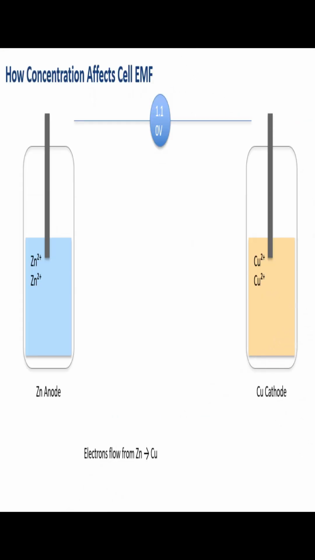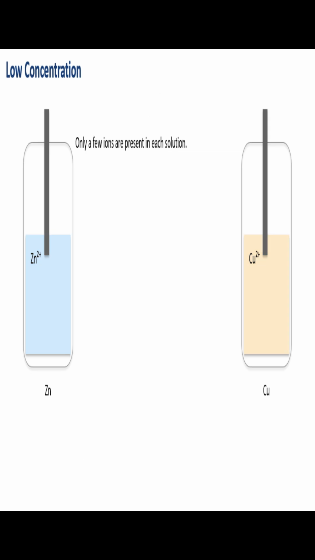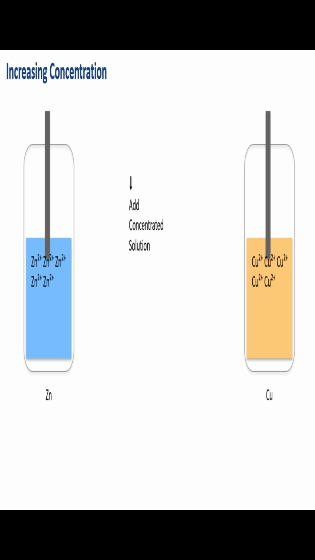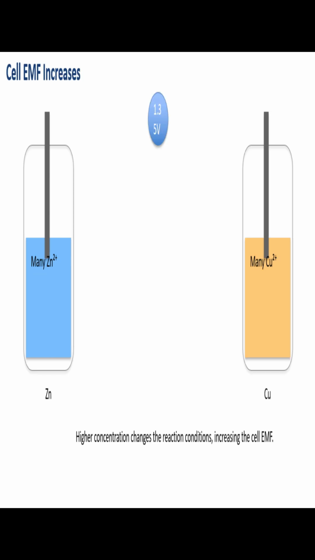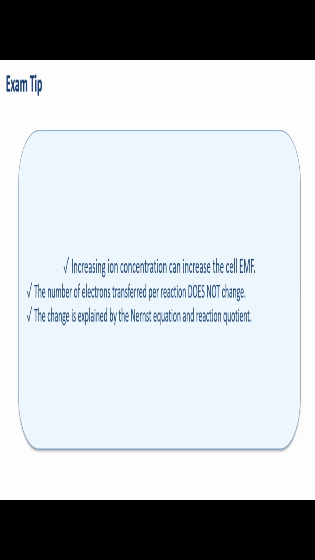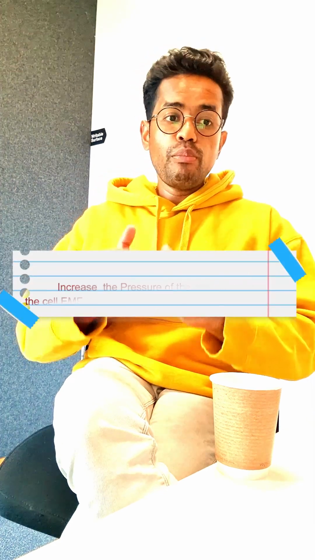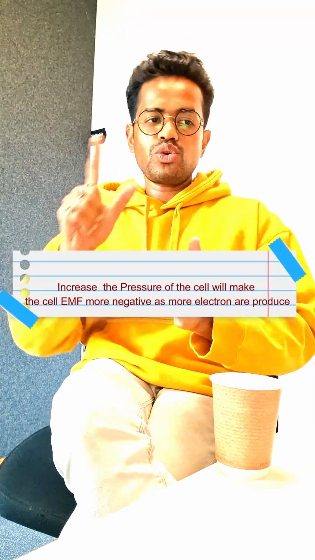Now, the effect of concentration and pressure. Increasing the concentration of the solution used in an electrochemical cell makes the cell EMF more positive as fewer electrons are produced in the reaction. Okay. Now, increasing the pressure of the cell will make the cell EMF more negative as more electrons are produced.